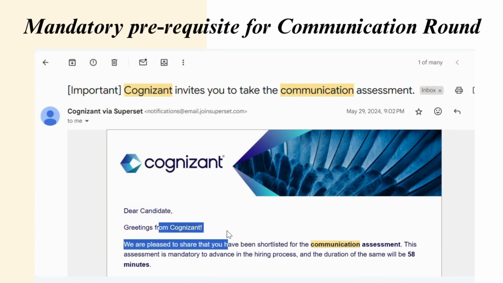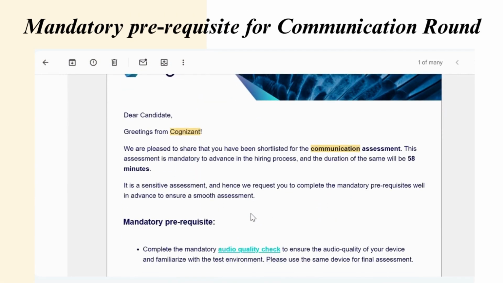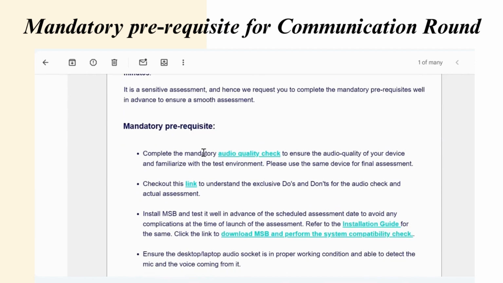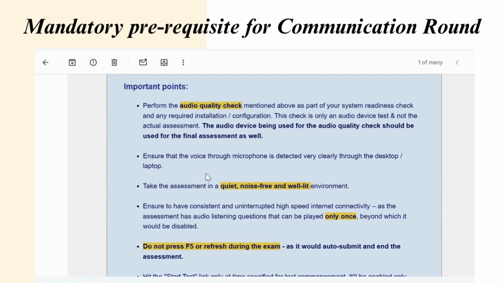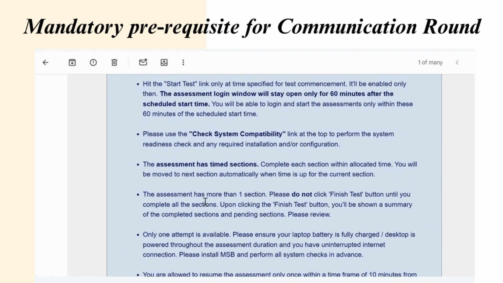This is the email for the communication round you will get once your exam is scheduled. This is what I received when I was about to take my communication round. The audio checks need to be done before you begin the test, so make sure you follow the instructions carefully. Download MSB and do the required system compatibility checks in advance. I actually did all these checks the day before my assessment to make sure everything was set up properly and there were no issues during the test.